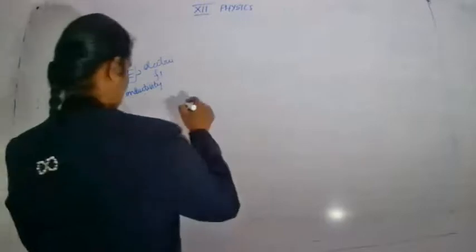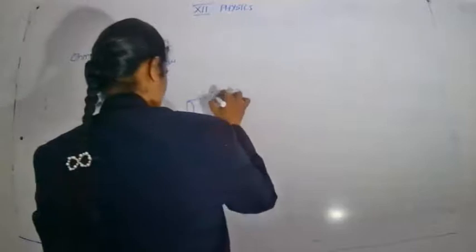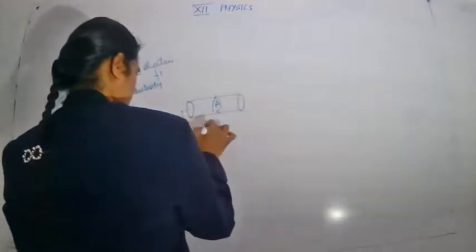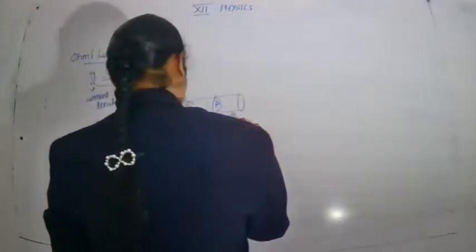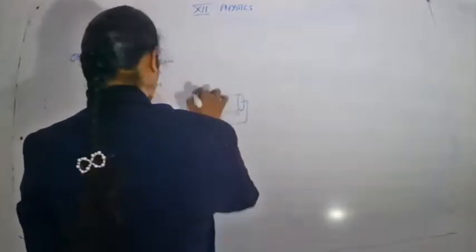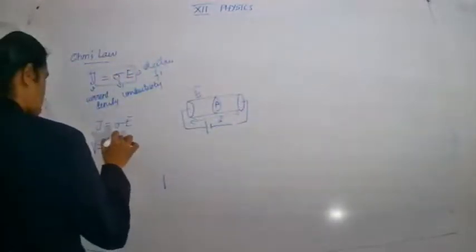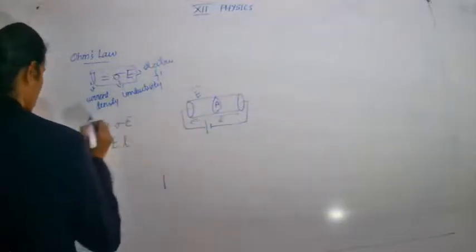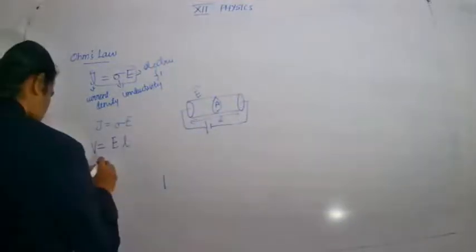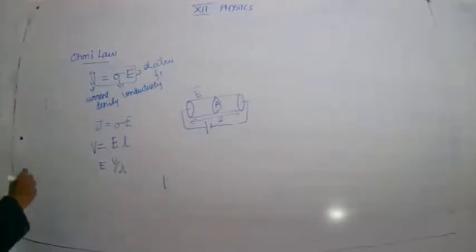Right, now voltage is equal to, so take a conductor of cross section A and the battery is connected. The overall length is L. The electric field is E. Now the voltage is equal to the electric field into the length L. Now what is the electric field then? E equal to V by L.